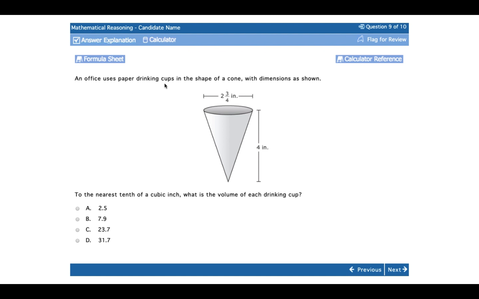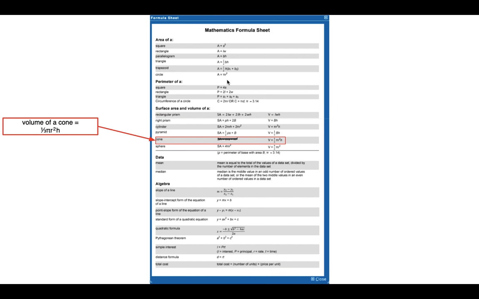All right. An office uses drinking cups in the shape of a cone with dimensions as shown. To the nearest tenth of a cubic inch, what is the volume of each drinking cup? All right, so helpfully they tell you the shape you're looking for, and they tell you what you're looking for, the volume of a cone. We're going to go to the formula sheet. We'll click on it. We get the volume of a cone, 1/3 pi r squared h. Great.